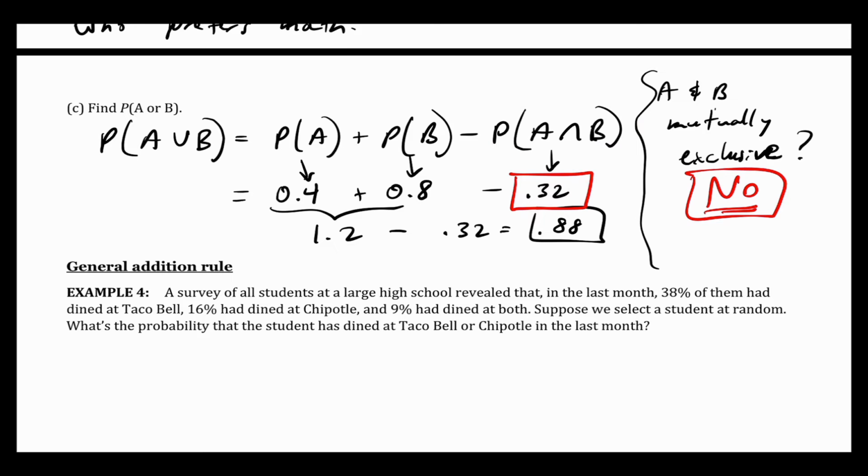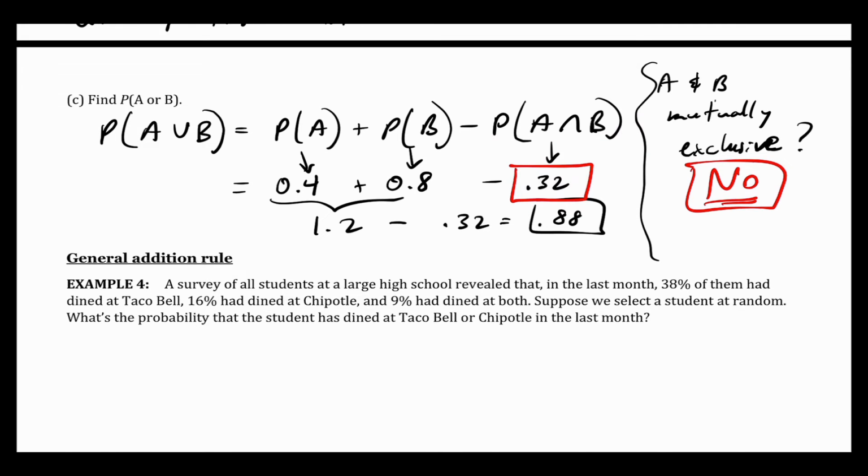If I changed it, let's say A was prefers math and B was prefers English. Yeah, you can only prefer one, right? You have to prefer one over the other. I might like both, but one has to be preferred. You can't prefer both. That's like saying I prefer to sit in the front and I prefer to sit in the back. Well, you can only sit one place. So that's mutually exclusive.